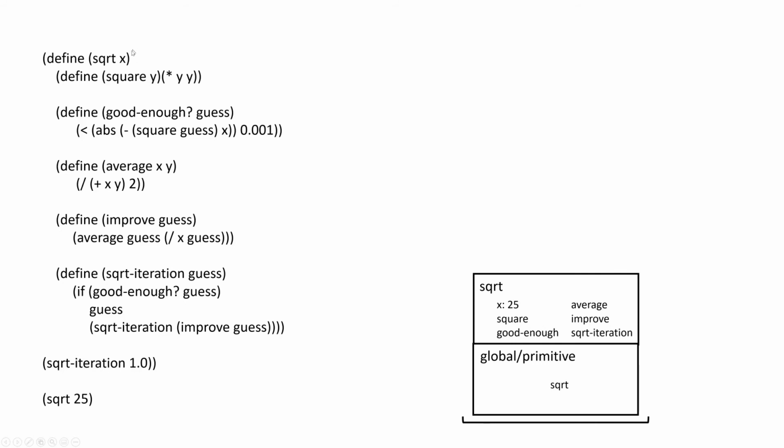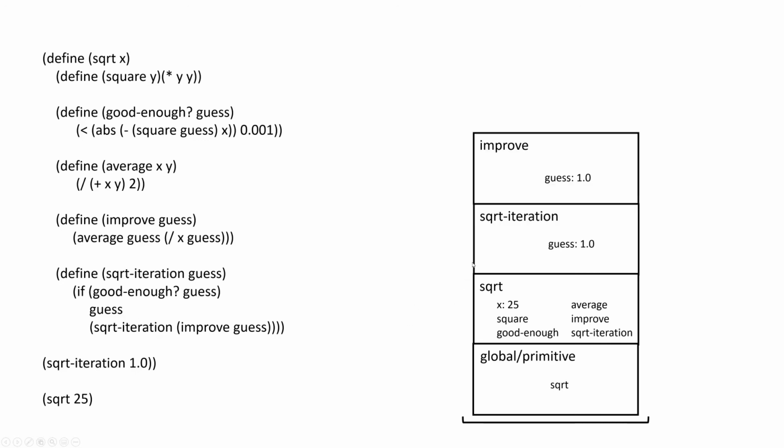And it has bindings for all of its parameters, so x at the value 25, and all of the locally defined functions. So square, good enough, and all those are bound within the activation record of square root. Right, then if we're just going to follow a line here, square root calls, let's say, square root iteration. Square root iteration calls improve. So square root calls square root iteration, which eventually calls improve, improve calls average, and average is sort of a terminal call there. So that's what one pass or one step through this call stack would look like.